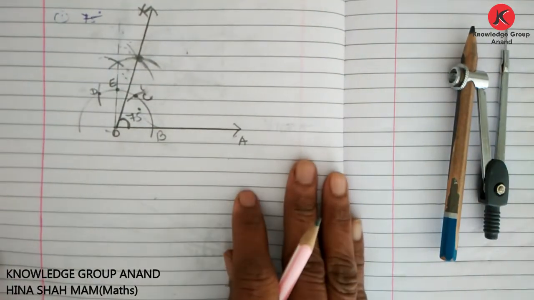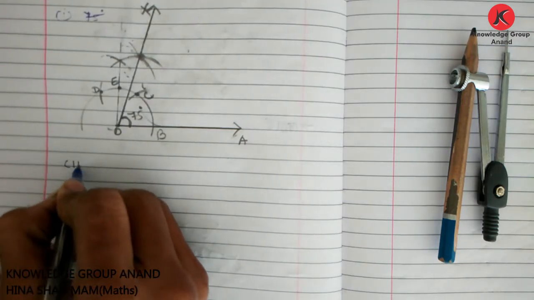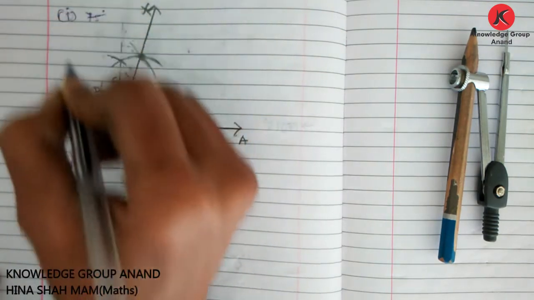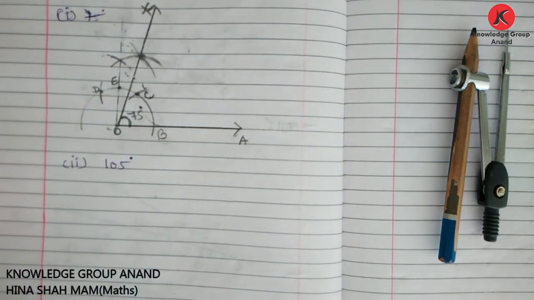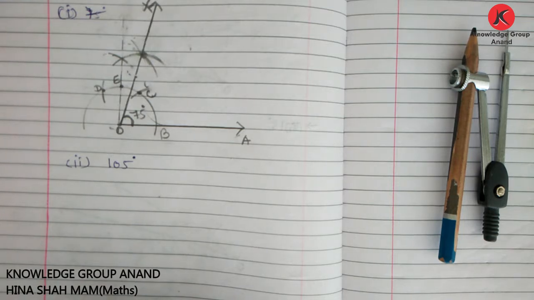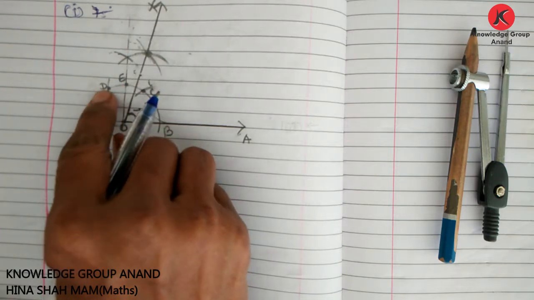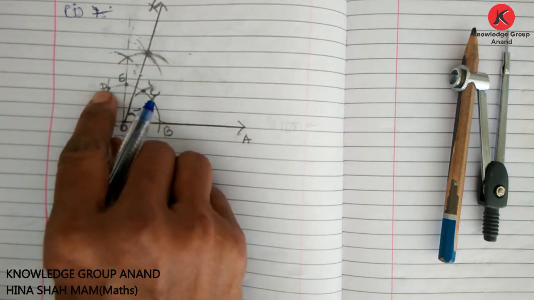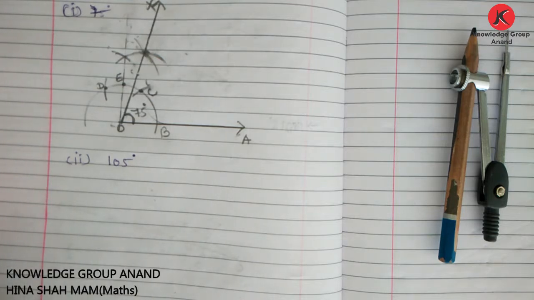Now 105. We draw here 105. Write the steps of construction on your own for 105 degrees. How do we draw 105 degrees? The sum is 210, divided by 2. It lies between 90 and 120. 90 plus 120 is 210, divided by 2, between these 90 and 120 is equal to 105 degrees.